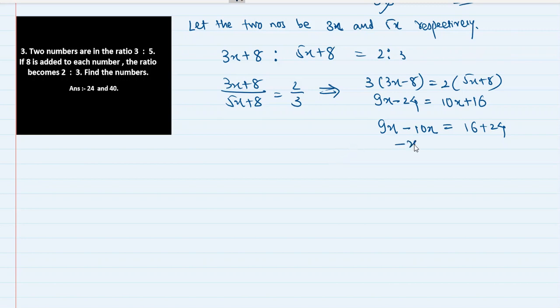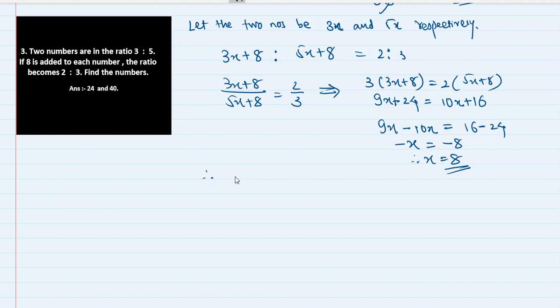So this will become minus x is equal to, how am I getting a negative number? Okay, this is 3 plus 8, my mistake. So this will be 9x minus 10x, and here it will be 16 minus 24. Okay, so minus x is equal to minus 8. Therefore, x is equal to 8. Okay, so we have got x is equal to 8. Now what?